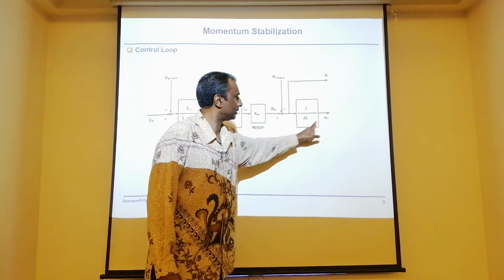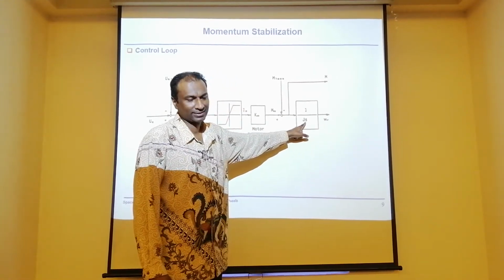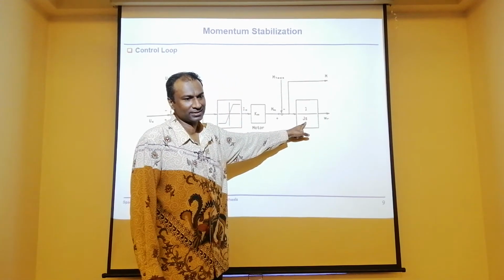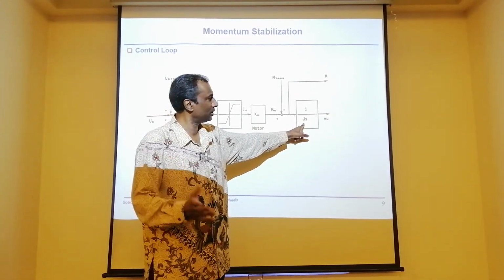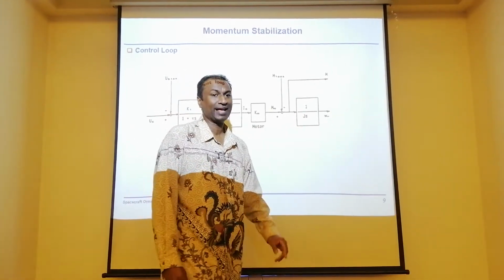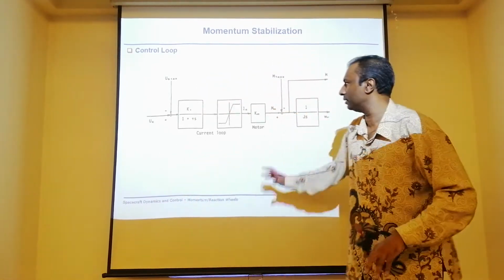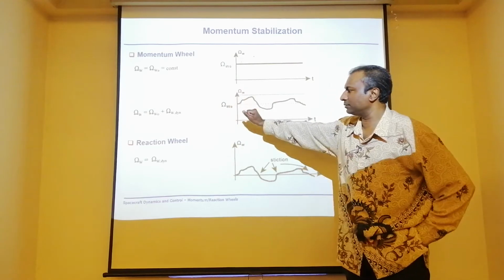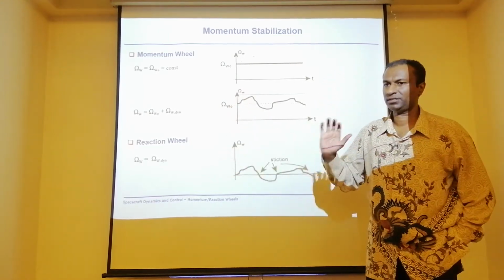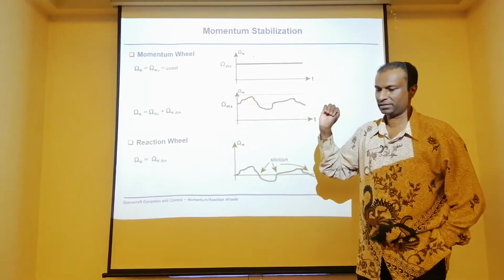Then you have the angular momentum. This S is the Laplace operator S. So 1 over the wheel inertia would give you the actual angular velocity of the wheel. Typical. Go on. All right. Angular momentum wheel, reaction wheel. Let us see what the differences are between these two wheels.